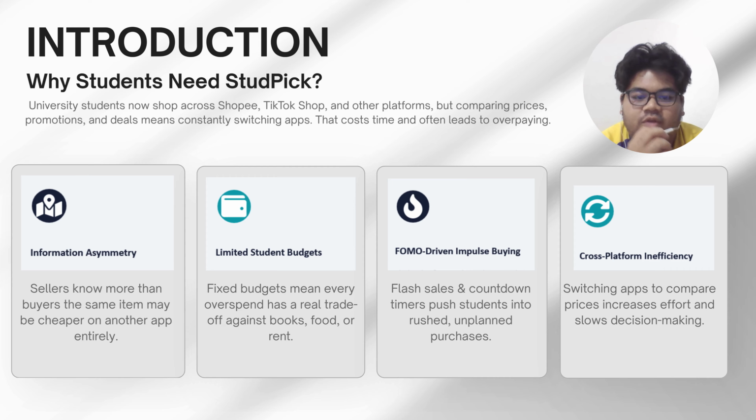The first one is information asymmetry, where sellers know prices students don't. Limited budget, where every overspend cuts into essentials like food or rent. FOMO-driven impulse buying. FOMO means fear of missing out, fueled by flash sales and countdown timers. And cross-platform inefficiency from constantly switching between apps to compare. These four problems show a clear gap. That's what StudPick is built to solve.